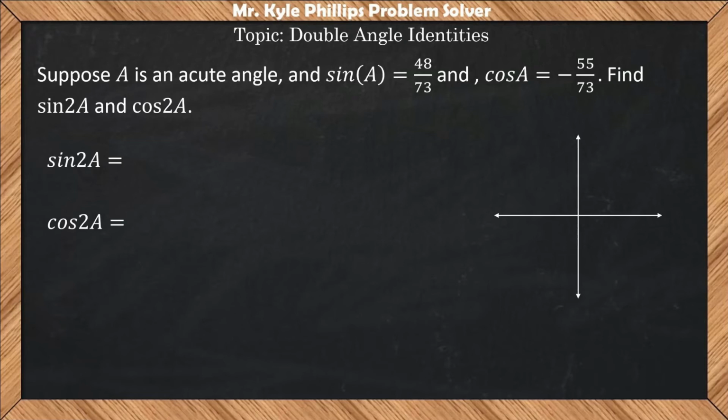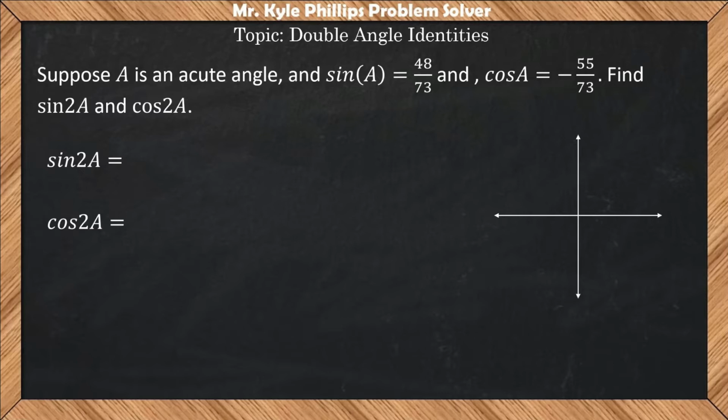Everybody, so in this problem we're going to be using double angle identities to solve for sine of 2a and cosine of 2a. So here it says, suppose that a is an acute angle and sine of a is 48 over 73 and cosine of a is negative 55 over 73.